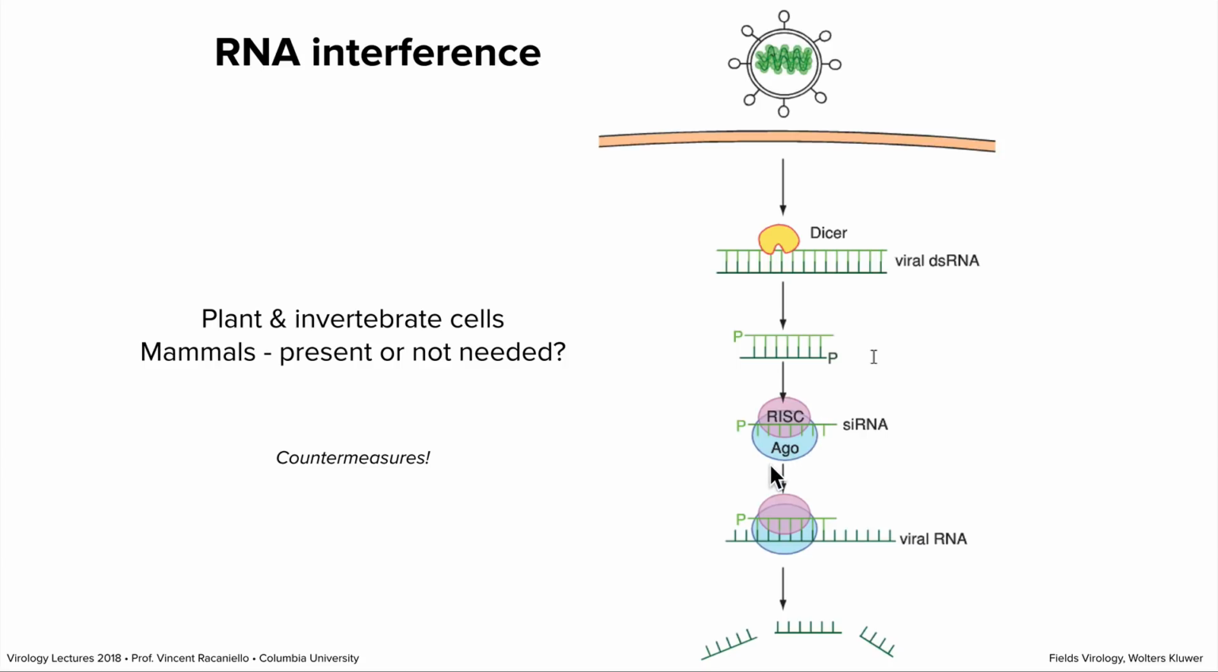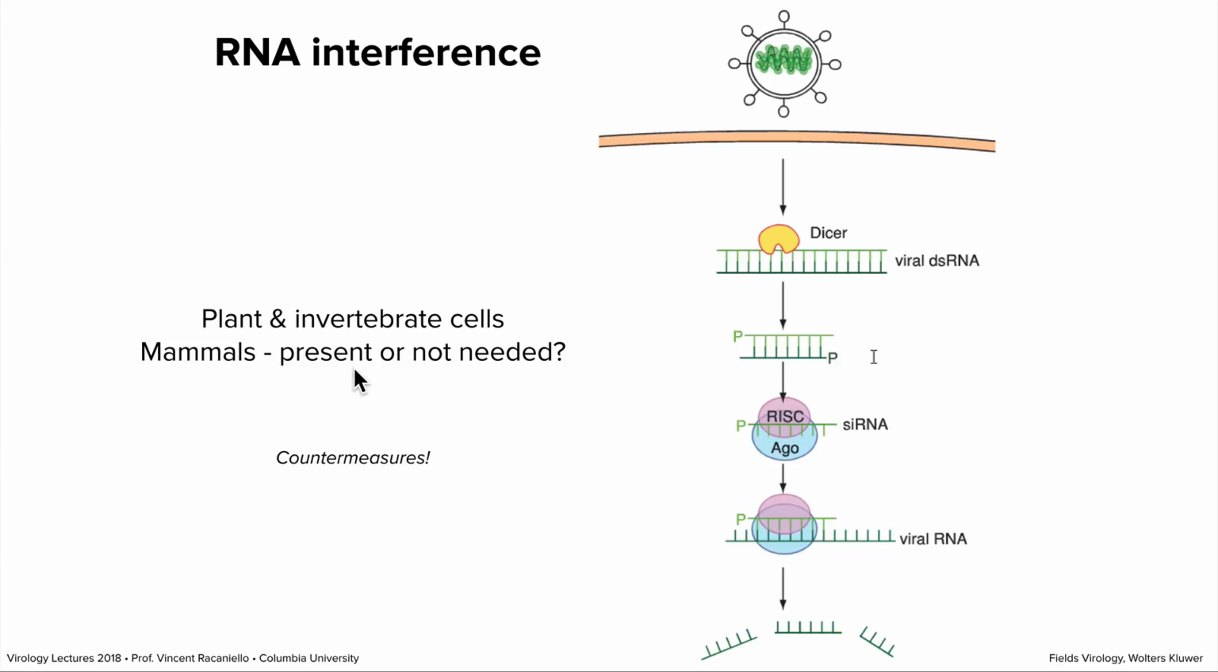This whole complex, the RNA plus the proteins, will then engage new viral RNAs that are produced in the cells. The siRNA will provide specificity by base pairing with the viral RNA, and then the Argonaute protein will degrade that incoming viral RNA. In other words, this system uses incoming viral RNAs as a template to produce a silencing RNA that will degrade more viral RNAs.